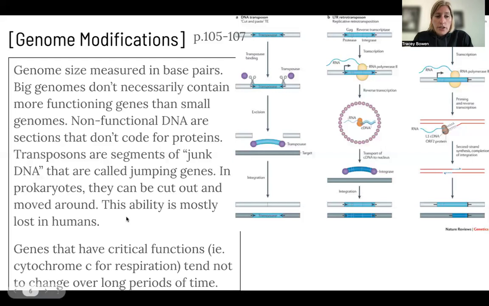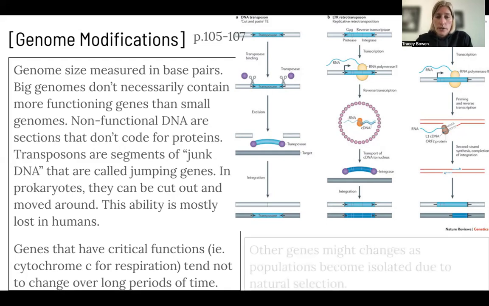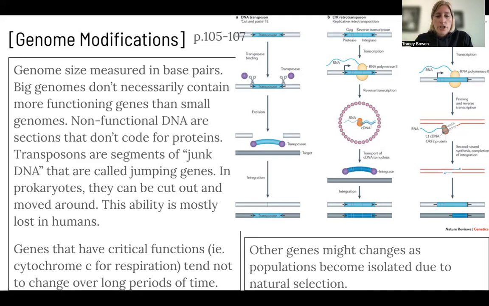Genes have critical functioning. So they will make proteins, and genes that do have critical functions, for example, cytochrome C, which is critical for respiration, tend not to change very much over very long periods of time. But other genes might change as populations become isolated due to natural selection. So that could be something like eye color is changing or hair color is changing. Those are not critical for life functions.